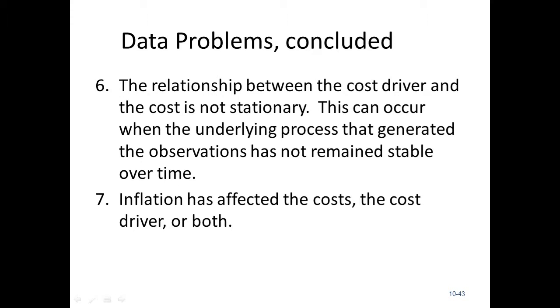Okay, and then finally, we talk about where the relationship between the cost driver and the cost is not stationary. This can occur when the underlying process that generated the observations has not remained stable over time. The solution here would be to estimate cost relationships separately for each period before and after the change. Then, if the estimated coefficients for the two periods are similar, the analyst can pool the data to estimate a single cost relationship.